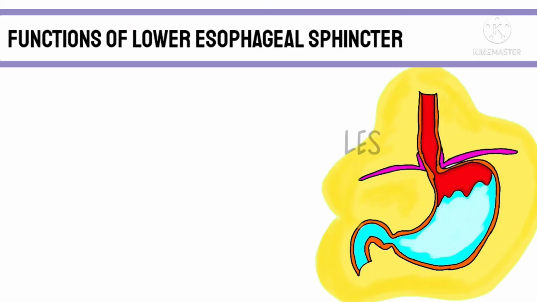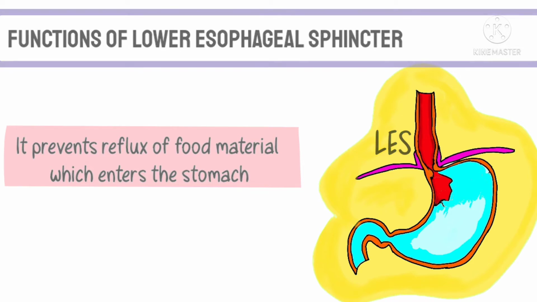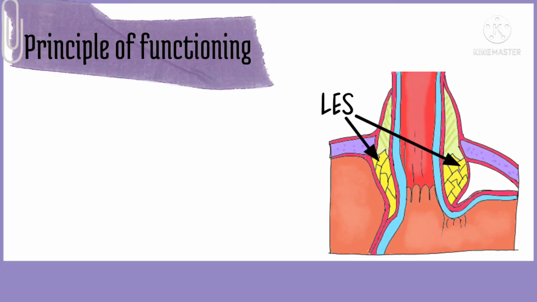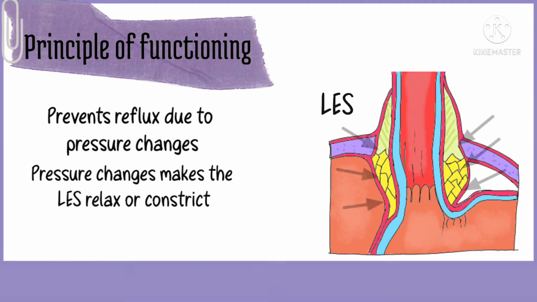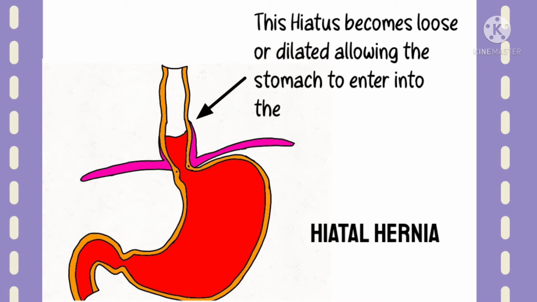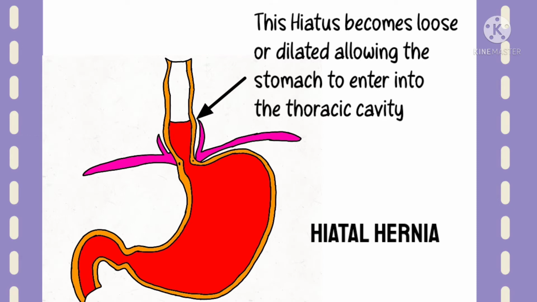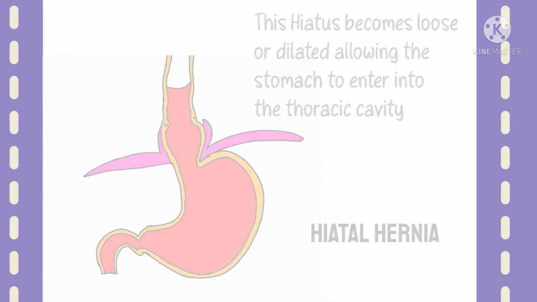Now, if you note, the function of the lower esophageal sphincter is to make sure that there is no reflux of any of the food content that enters the stomach. And the principle by which it prevents this reflux is through the pressure which is created inside the lower esophageal sphincter. Now, what happens in hiatal hernia is that this opening or hiatus becomes loose or dilated, thus allowing the stomach to enter into the thoracic cavity.